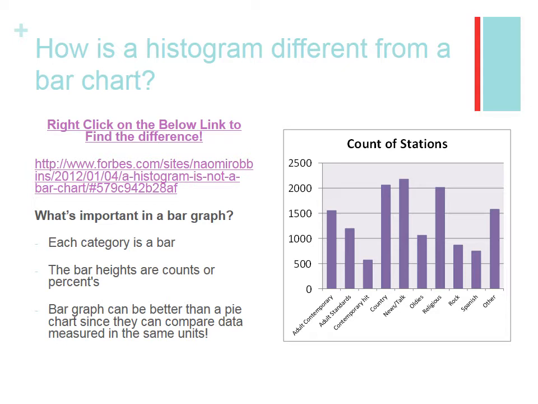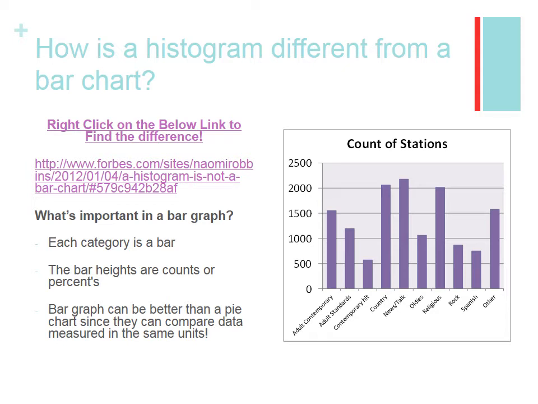All right, so what exactly is important in a bar chart? Remember, number one, each category is a bar. Think about each of your bins. Each bin is going to be represented by a bar. The bar heights are the counts or percents. Now, if I wanted to make this out of 100% and use percents, you can. You would just label this as percent, and you would put the percentage as your bar instead of the counts.